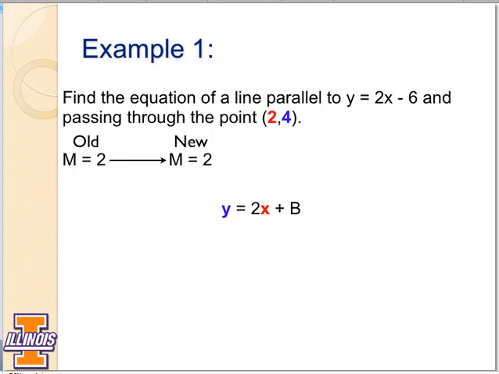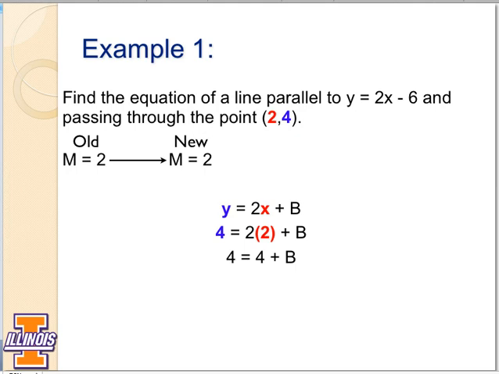So we take our equation y equals mx plus b, and we replace m with 2. Now we go ahead and we use the point that we're given, (2, 4). 2 is an x value, 4 is a y value, so we are going to replace x and y with their respective values. So I replace y with 4 and x with 2, and I get an equation with a single variable in it, b.